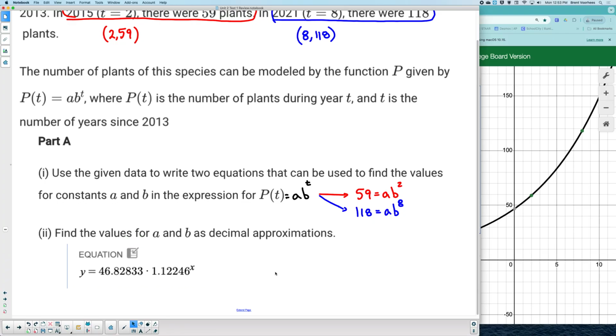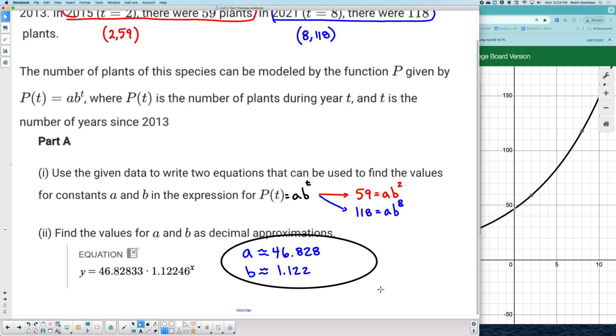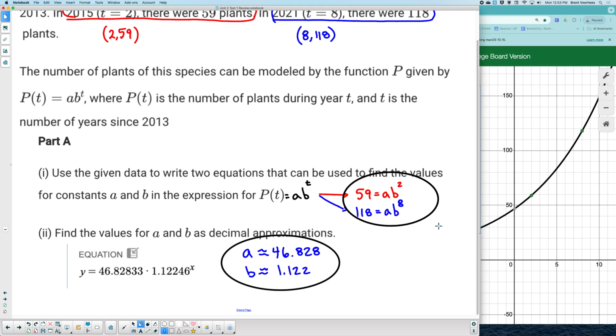It does not ask for the equation, it asks for the values of A and B. How many decimals do you need? 3. So A is approximately 46.828 or 829? 828, and B is approximately 1.112 or 123? 122. I think I said that wrong, but you got it. There they are. That's the second point here. This is the first point right there. Those would be your solutions.